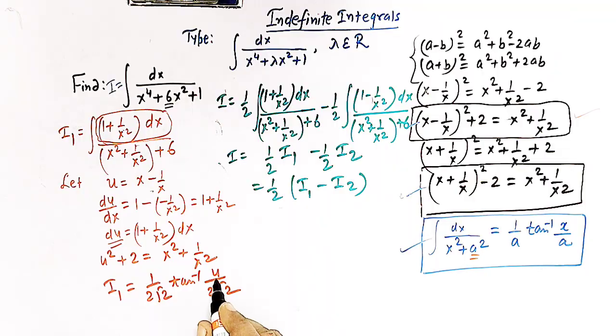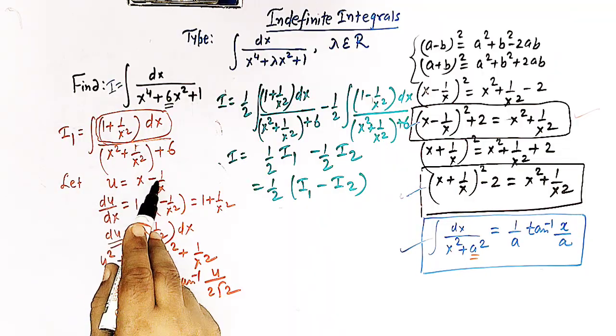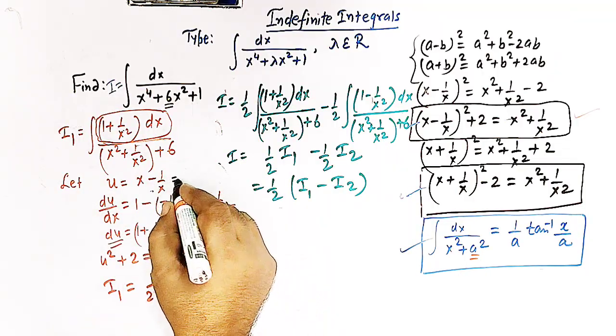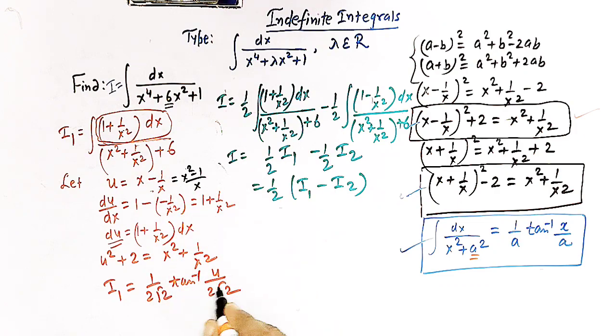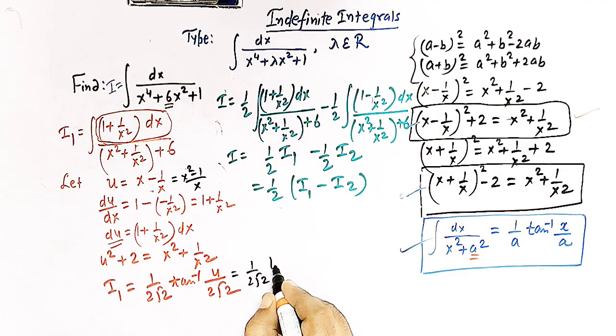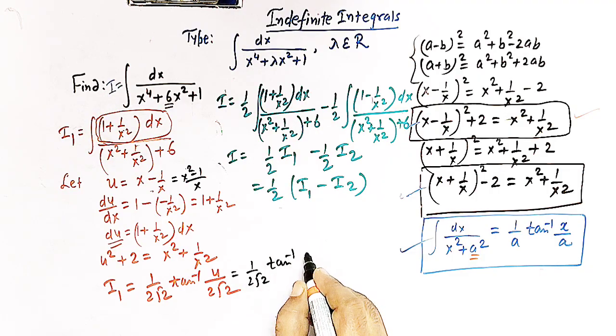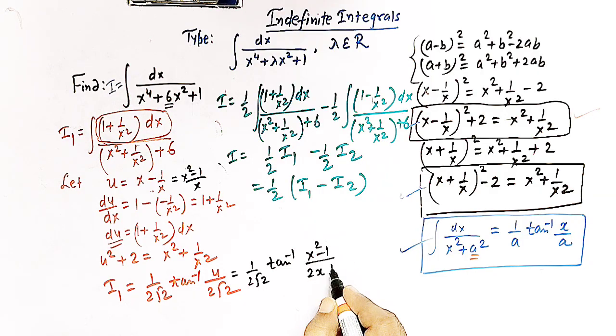So now replacing u by x minus 1 over x, or x square minus 1 over x, the value of I1 is 1 over 2 root 2, and here we have tan inverse x square minus 1 over 2x times square root of 2, right? So this is the value of I1.